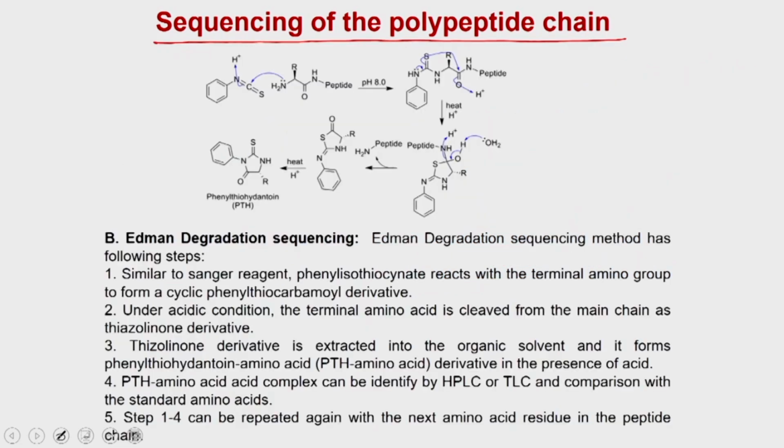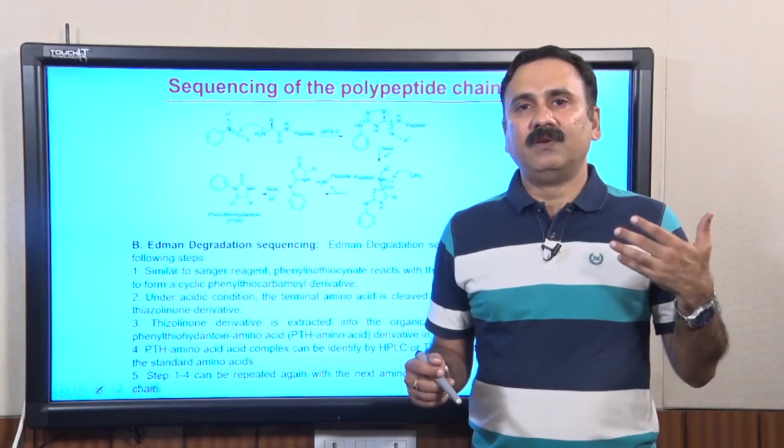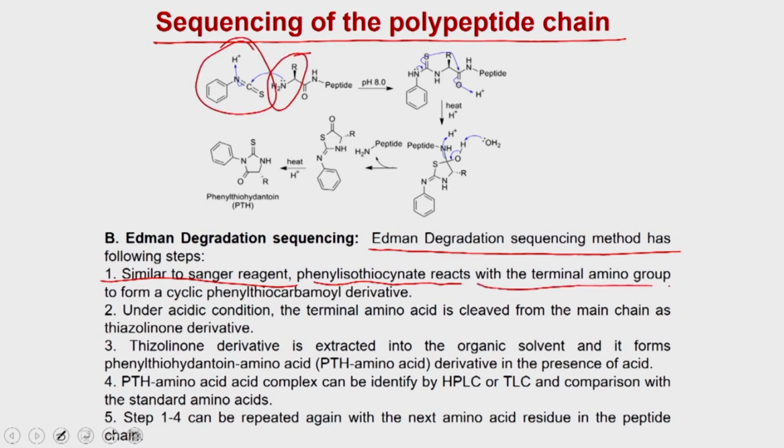Whereas, in the alternate method, you are going to do similar steps as we have done in the Sanger sequencing method, but with different sets of reagents. In the Edman degradation sequencing method, you have the following steps. Similar to the Sanger reagent, the phenyl isothiocyanate, which is actually this, reacts with the terminal peptide chain or terminal amino groups to form a cyclic phenyl thiocarbamoyl derivative.